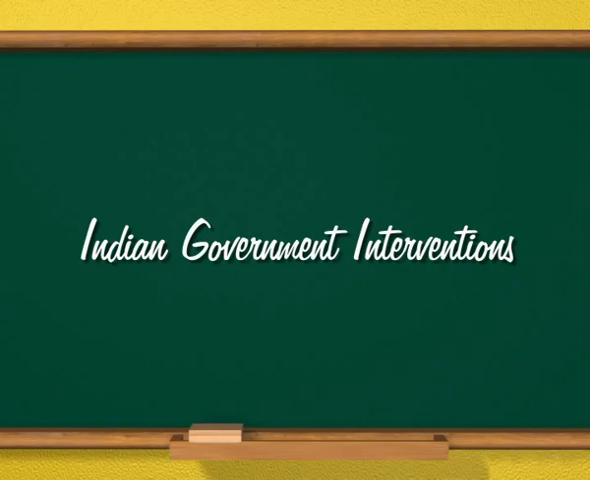Overall, we can say that global warming increases the vulnerabilities of disasters, either in the form of flash floods or severe droughts. This was about the impacts of global warming. Now we will discuss the Indian government interventions towards global climatic change.